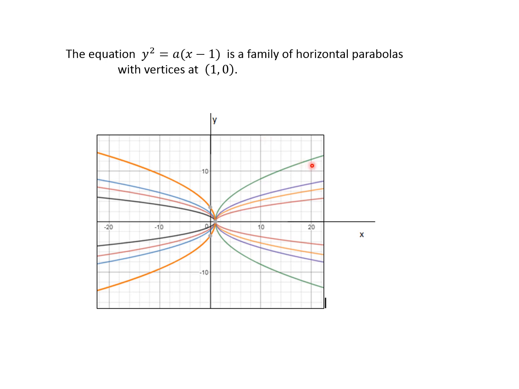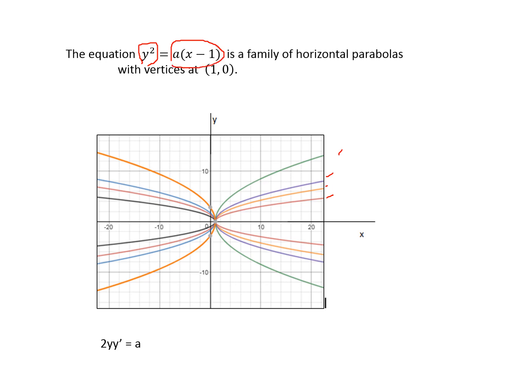In the figure, each of these parabolas represents a family of horizontal parabolas with vertices at 1, 0, where the parameter or arbitrary constant is a. This is now to be eliminated if you want to find the differential equation. There is just one arbitrary constant, so differentiate it once. What's the derivative of y squared? That is 2y prime, and the derivative of a times x minus 1 is just a.